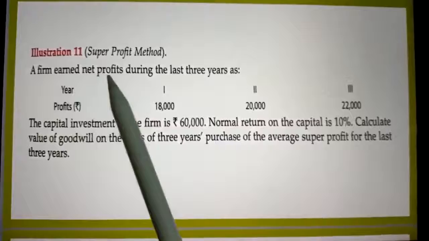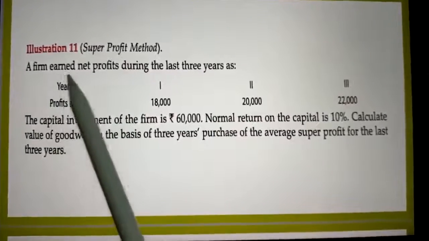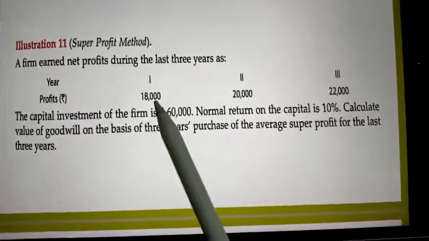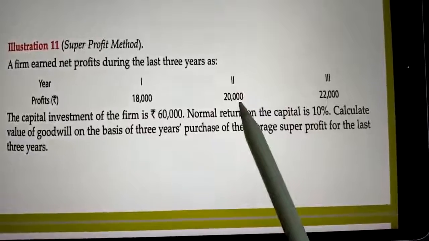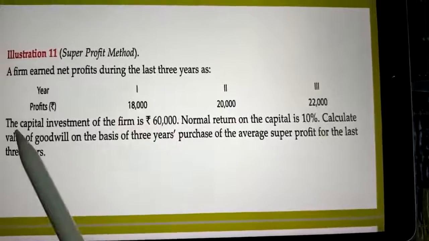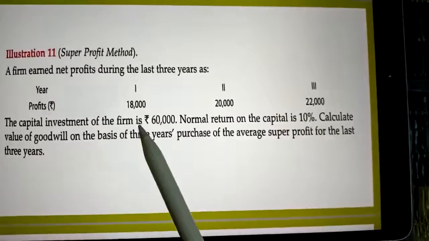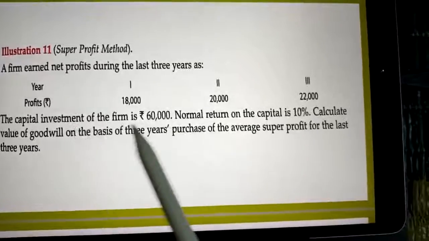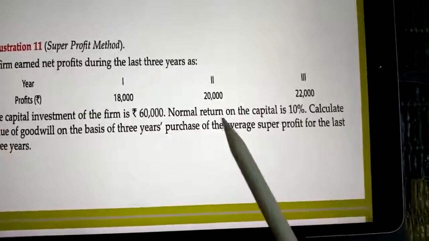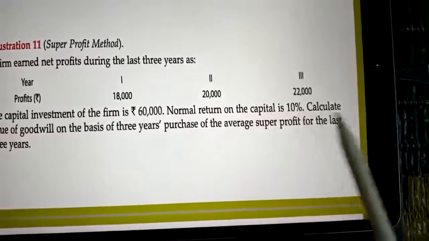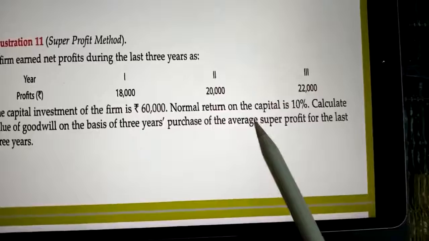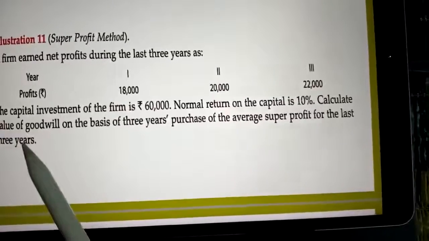Information given to us in this question is that a firm earned net profits during the last 3 years. In the first year, profits are 18,000. In the second year, profits are 20,000. And in the third year, profits are 22,000. The capital investment of the firm is 60,000, so capital employed is given. Normal return on the capital is 10%, normal return is also given to us. Calculate value of goodwill on the basis of 3 years purchase of average super profits of the last 3 years.